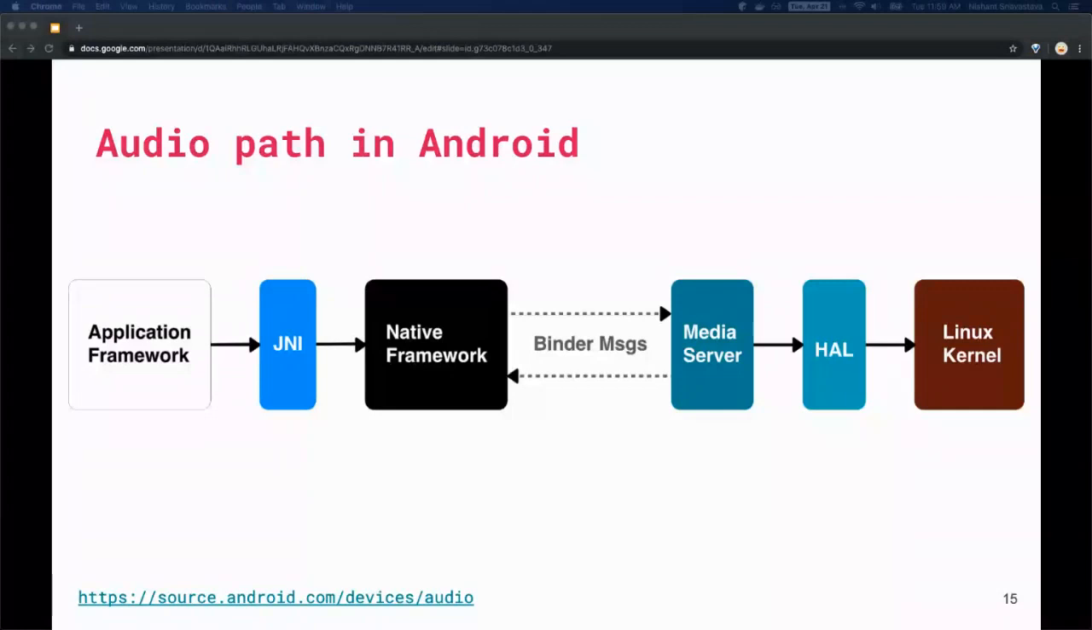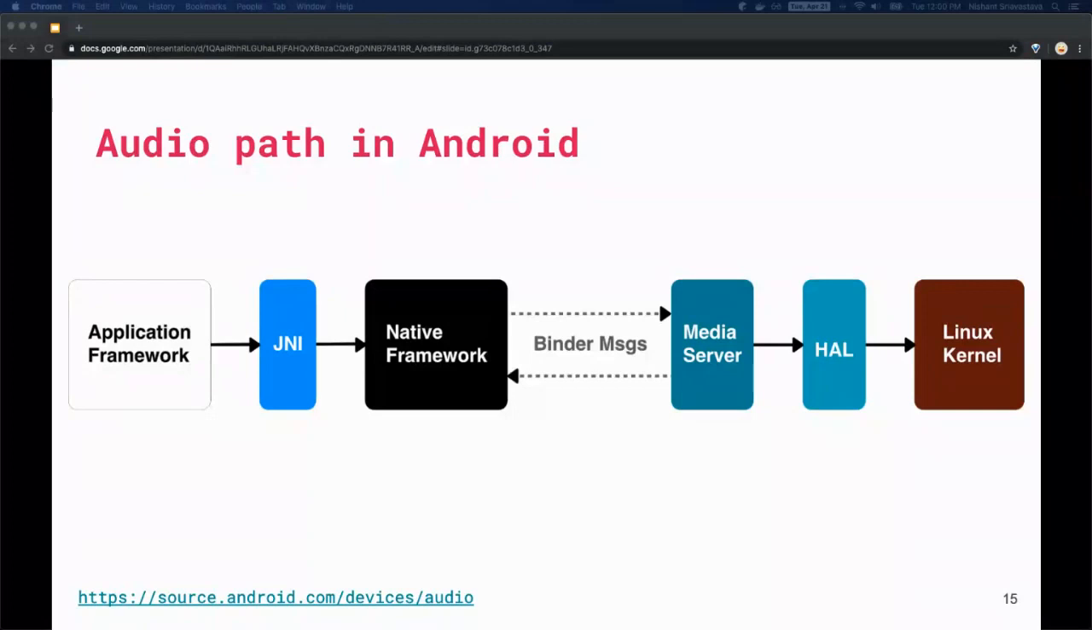After going through that, the native framework starts sending the data in binder messages. So it talks to the media server. Once the message is received, the media server talks to the HAL, which is your hardware abstraction layer. Then the HAL talks to the drivers that are in the Linux kernel. The whole process is managed between the media server and the native framework. And then the event is triggered back to the application framework based on the callback that we have set up.